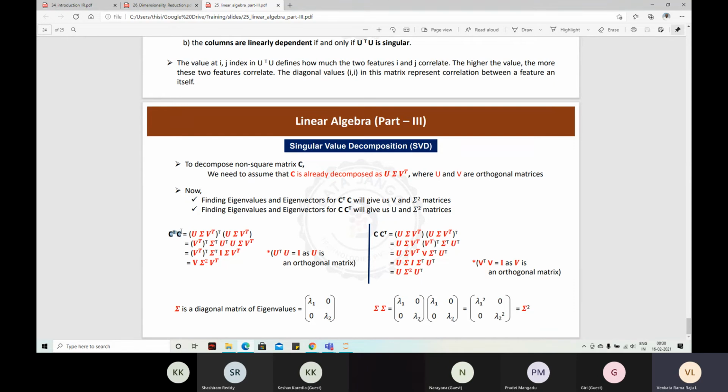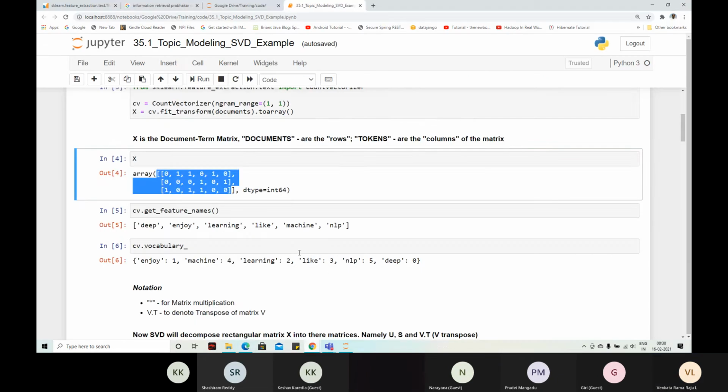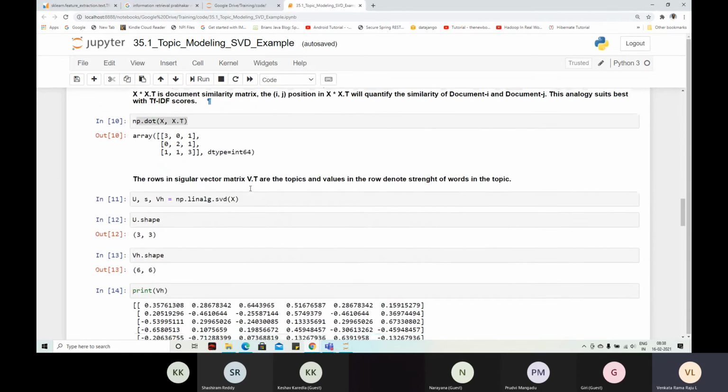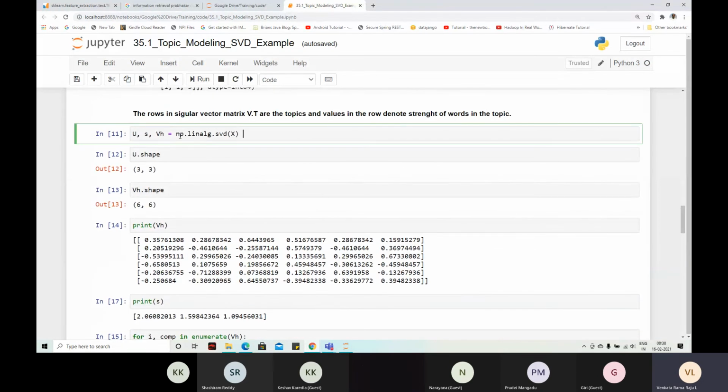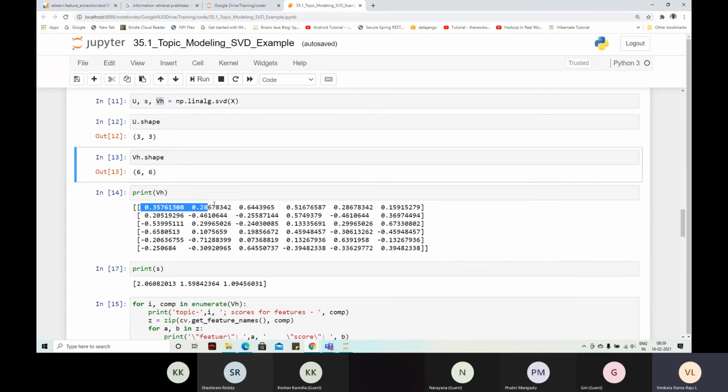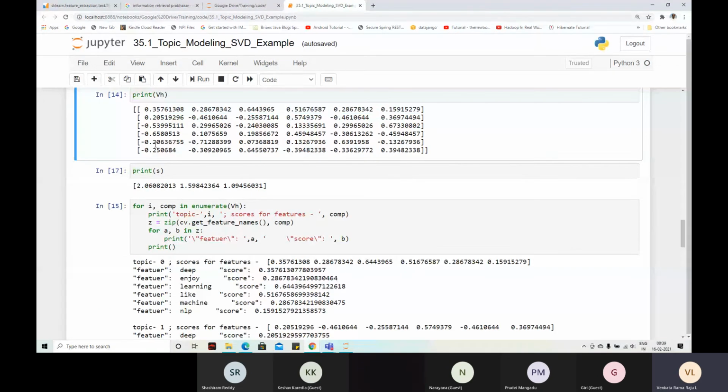X transpose X will give you the document, the word to word relationship, right? So V will have the essence there. Okay, got it? Now, I am actually doing that. Here I tried to apply SVD again, using linear algebra, SVD of X, and I have got Vs and Vh, V inverse it is. So this is V, which gives you the vectors, the extract of the word to word relationship.